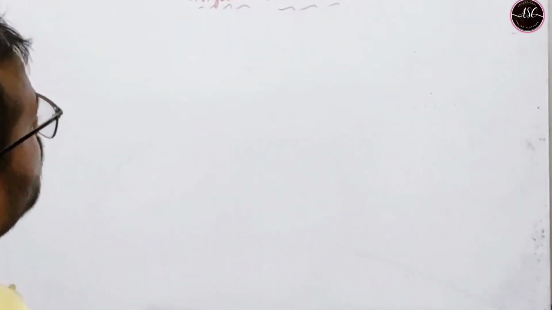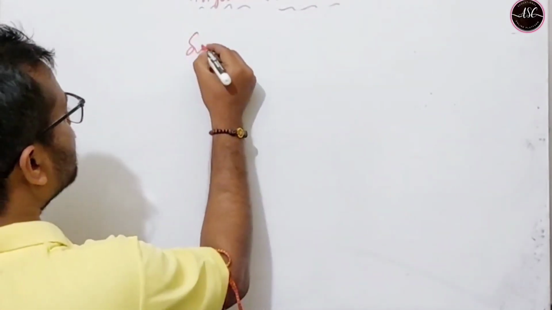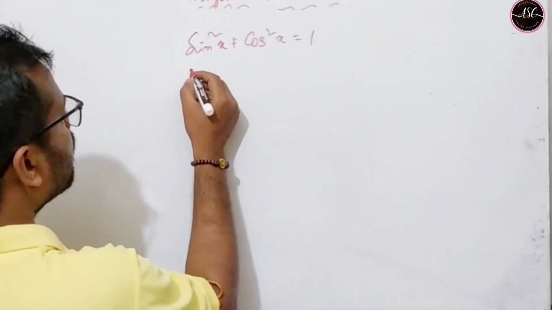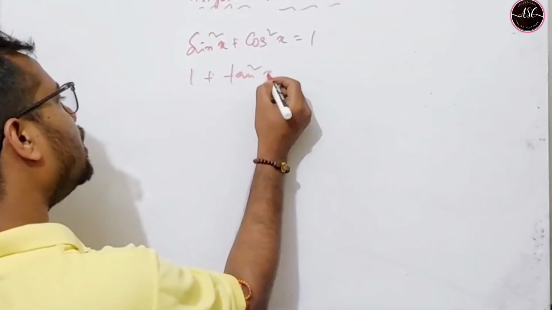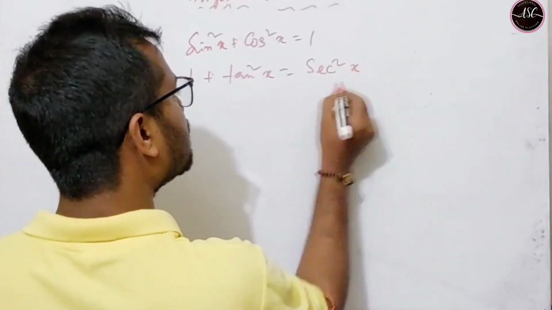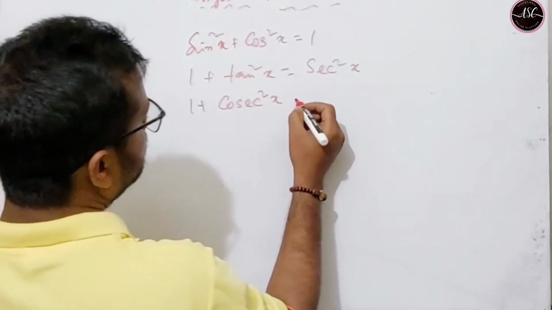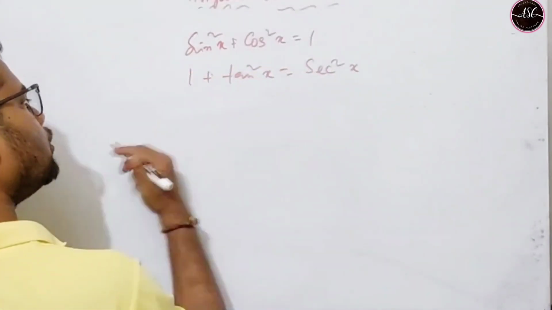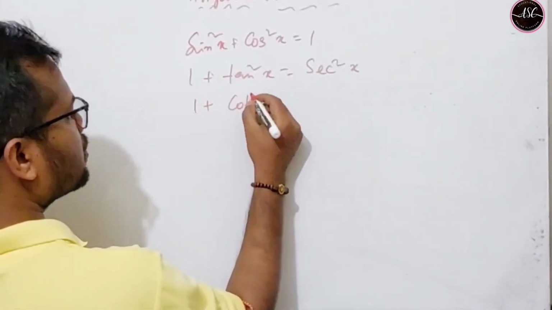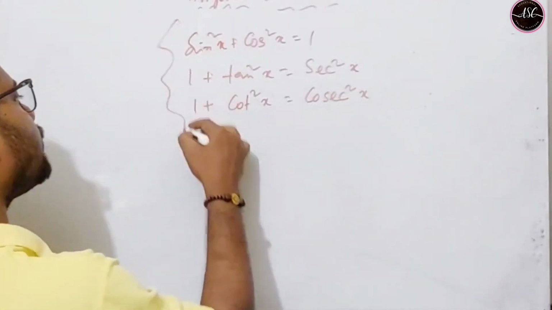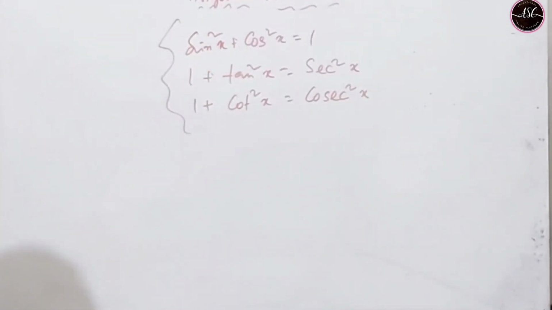In the previous class we have learned some formulas. That means sin square x plus cos square x equal to 1, 1 plus tan square x equal to sec square x, 1 plus cot square x equal to cosec square x. This formula is also important.